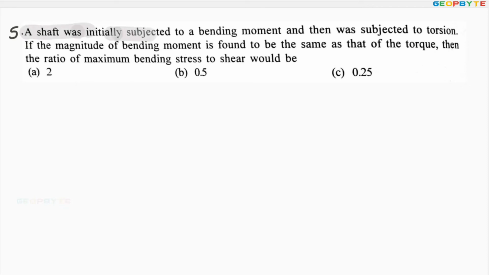A shaft was initially subjected to bending moment and then subjected to torsion. Initially the shaft is maintaining the bending moment. Later it is also subjected to torsion. If the magnitude of bending moment is found to be the same as that of the torque, the condition is bending moment M equal to torque. That condition is given.